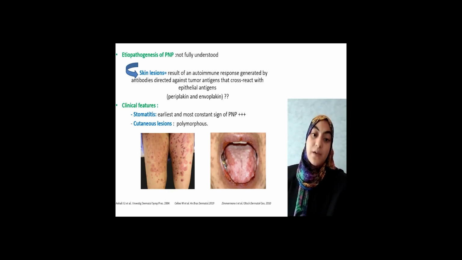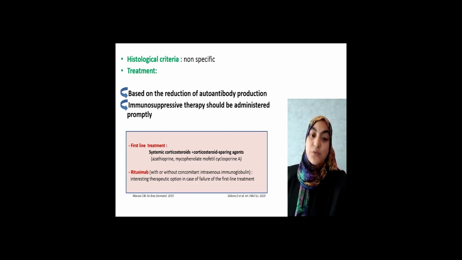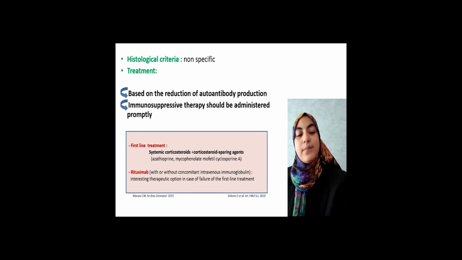epithelial antigens. For the clinical features, stomatitis is the earliest and the most constant sign of paraneoplastic pemphigus. The cutaneous lesions are polymorphous. Histological criteria are non-specific, and the treatment is based on the reduction of autoantibody productions. So immunosuppressive therapy should be administered promptly, and the first-line treatment is systemic corticosteroids associated to corticosteroid-sparing agents such as azathioprine, mycophenolate mofetil, and cyclosporine A.